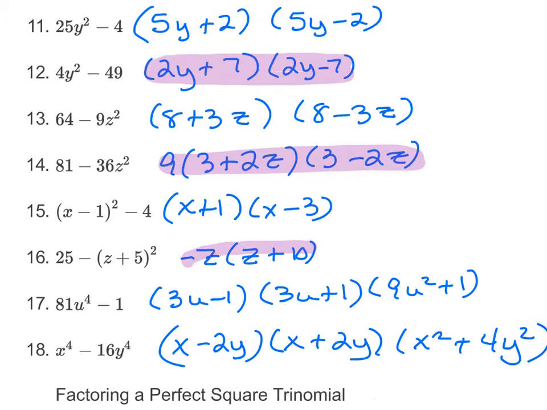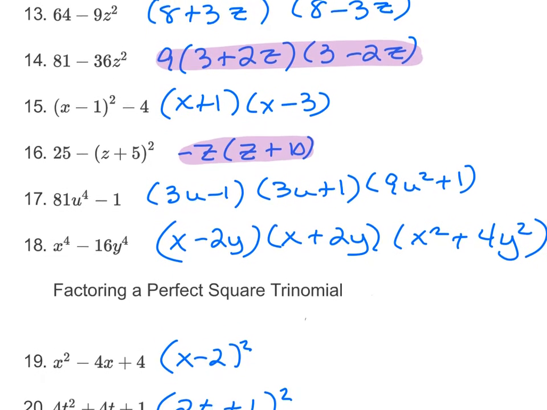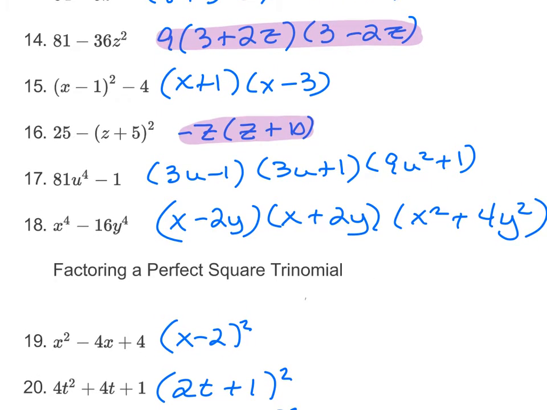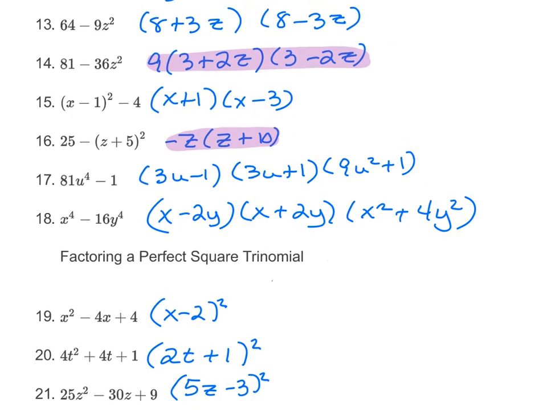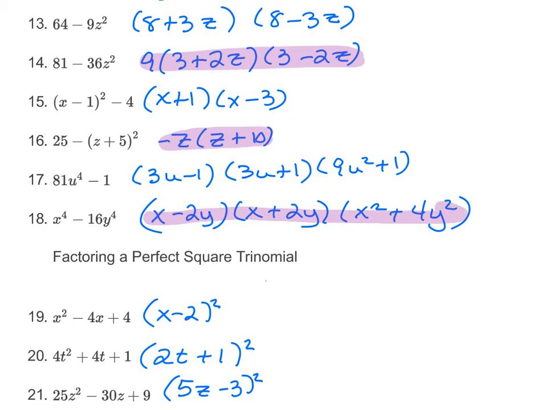16, take out a negative z, z plus 10. So that one can be simplified. 18, x minus 2y, x plus 2y, and x squared plus 4y squared. So that could be factored twice again.